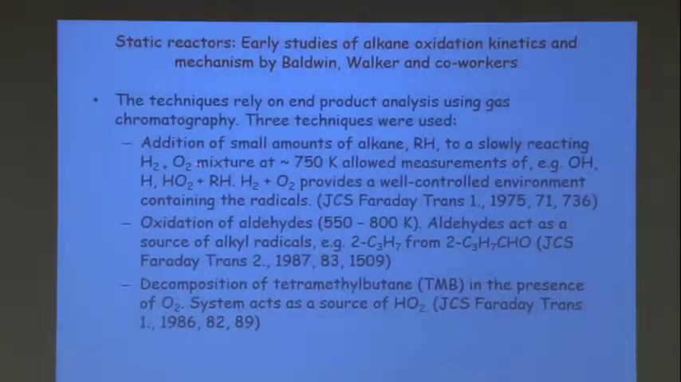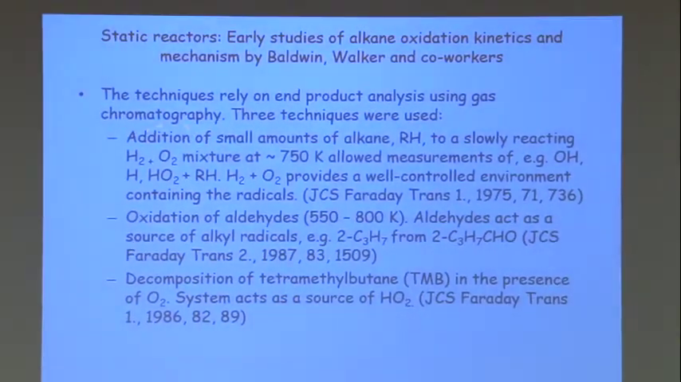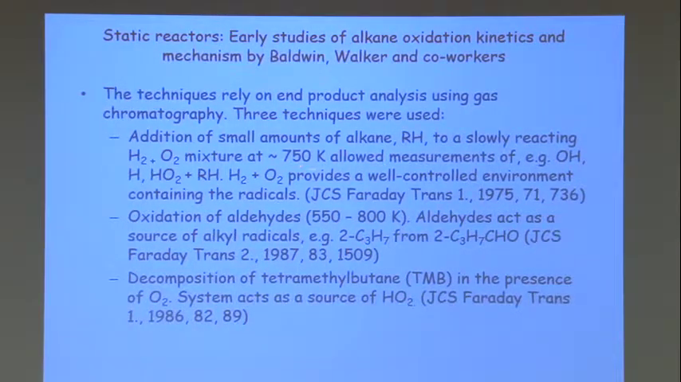And so one of the things they did was to take a mixture of hydrogen and oxygen, which was reacting slowly, and then add an alkane to it and look at the products. And so this mixture of hydrogen and oxygen gave them OH, H, HO2, and allowed them to look at the reactions of those species with these alkanes RH in a very, very well-controlled environment. They looked at the oxidation of aldehydes as a source of alkyl radicals and looked at the oxidation of them in the presence of O2, looking at the products.